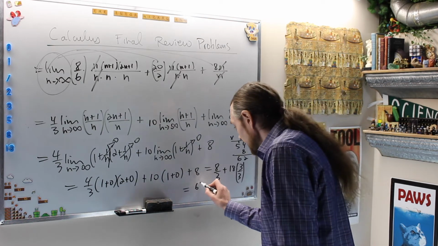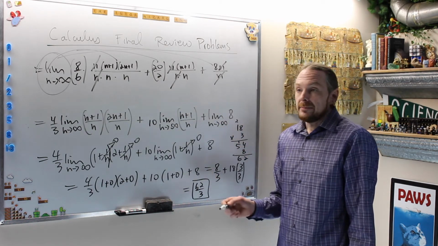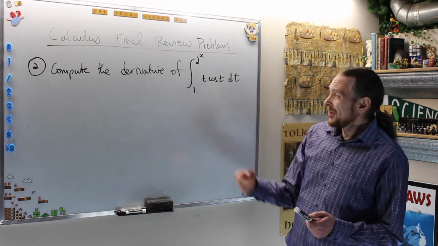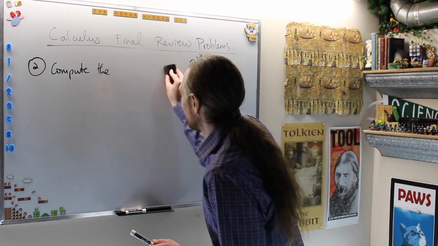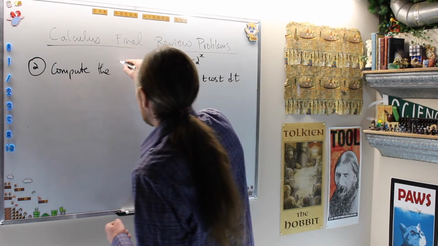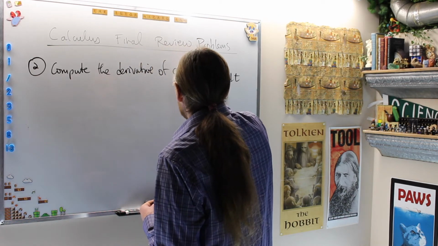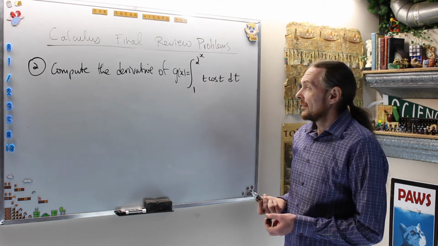So this is 62 over 3. Next question. Question 2 is going to be compute the derivative of this function. Let's retry that. Compute the derivative of g of x, which equals this guy. How are we going to do that?